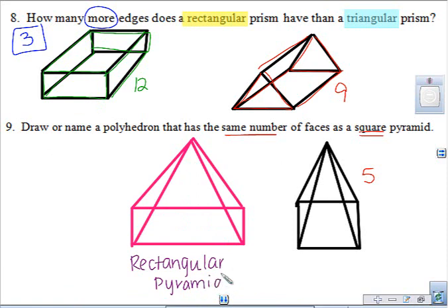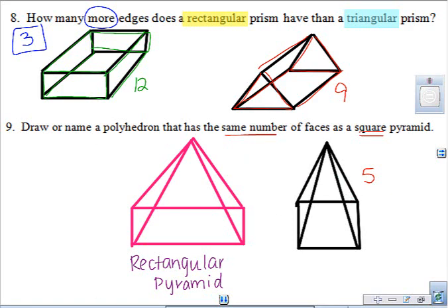or what they're really trying to get you to think of is probably not a pyramid. They're probably wanting you to think more in terms of prisms. What prism has the same number of faces as a square pyramid? So what prism can you think of that would have 5 faces?